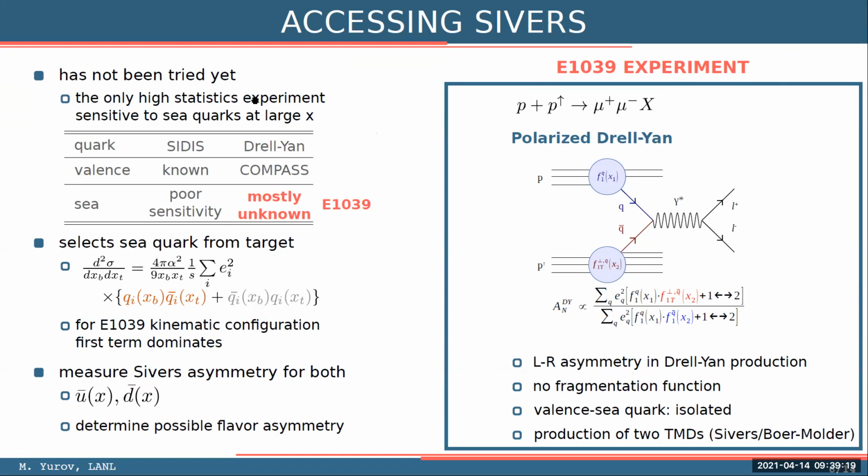And this table on the left schematically shows that the valence quark Sivers functions are relatively well known thanks to the SIDIS measurements at HERMES, at Jefferson Lab, and ongoing efforts at COMPASS. But for the sea-quark Sivers function, SIDIS has poor sensitivity, and sea-quark Sivers is mostly unexplored. And as I said, E1039 can kinematically select the anti-quark from the target, so this second term here is almost negligible. And also by using a proton and deuteron target, E1039 can measure asymmetry for both u bar and d bar. So that means that we can possibly determine the Sivers flavor dependence of the sea quarks.